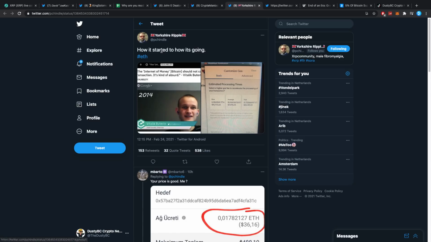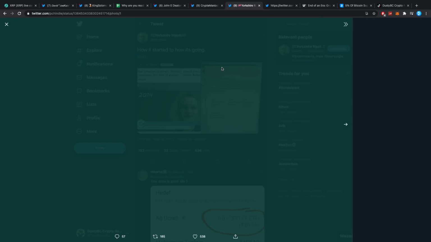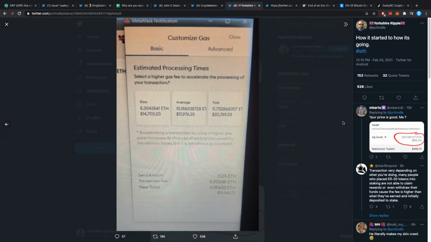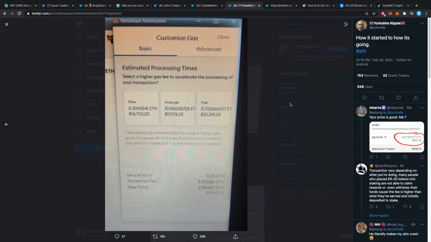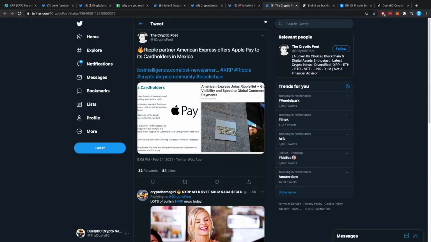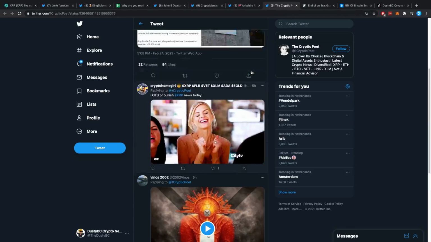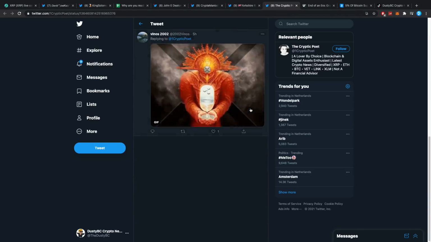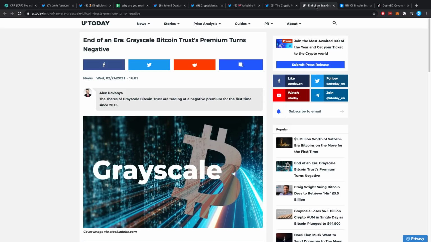Dependable once more: how it started versus how it's going. It's a little bit of a fun joke against Ethereum, as the Ethereum gas prices are stupid, ridiculous, whatever you want to call them. Really, really bad as of this point. XRPL partner American Express offers Apple Pay to its cardholders in Mexico. Does nothing for XRP. I don't know why people like this type of stuff. Yeah, there's nothing really good about it.